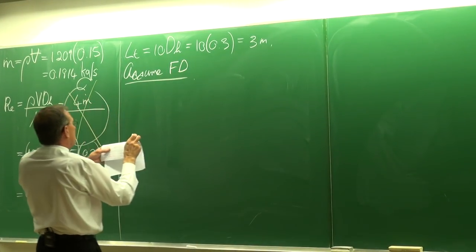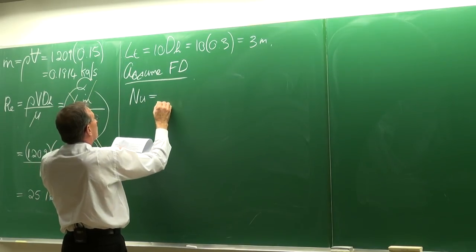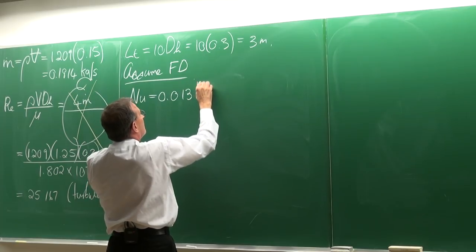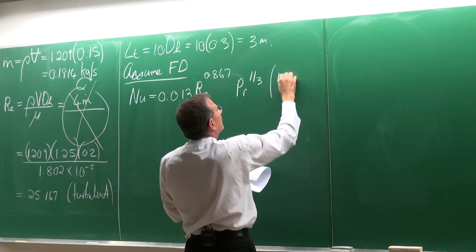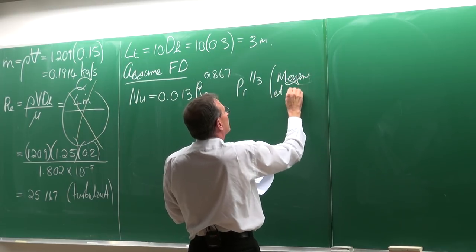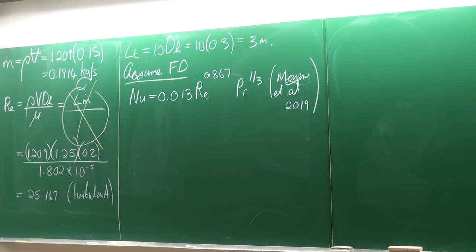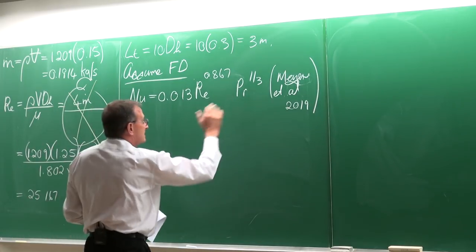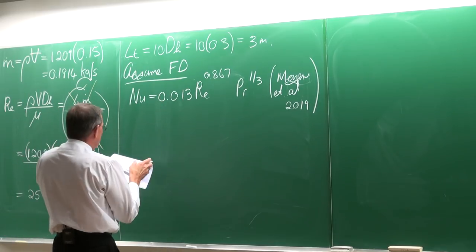Assume the flow is fully developed, and we are going to use the Meyer et al. equation, and not the Glinsky one anymore, which gives the Nusselt number is equal to 0.013, Reynolds to the 0.867, Prandtl to a third. Meyer et al. 2019. Okay. So this is now what you will have to do right through this chapter, and also in the example problems, also in the test and exam. This equation has an accuracy of 6%, or errors less than 6%. The second one there on the board has an accuracy or errors of less than 3%. But it takes much longer to do the calculations. So to save time, we're going to use this equation.